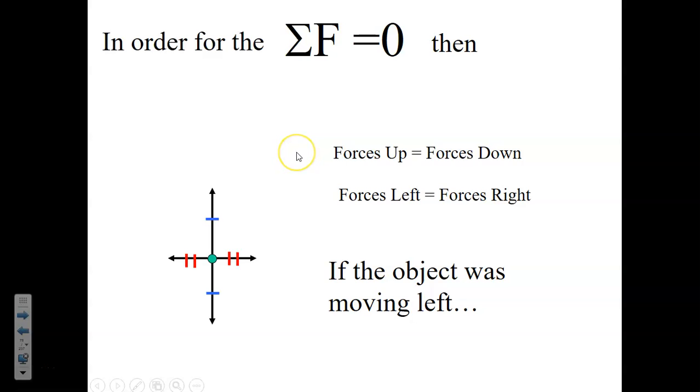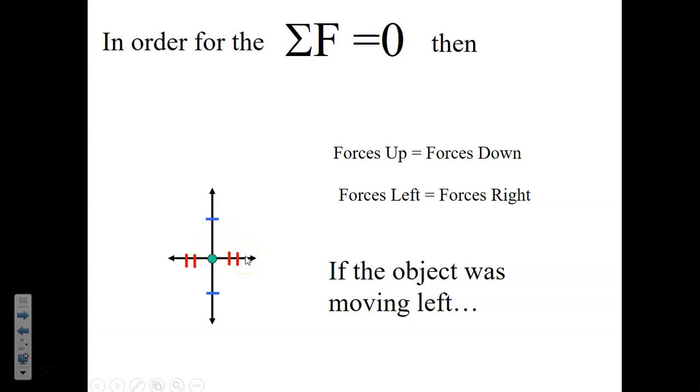If the forces completely cancel out, if all the forces are balanced, or if the sum of the forces equals 0, then we know that the up forces balance with the down forces. So that's why we've got the blue hash marks. And the left force is balanced with the right forces, if there are any. And that's why we've got the double hash marks to show that those are the same, but not necessarily the same as the up and down forces.